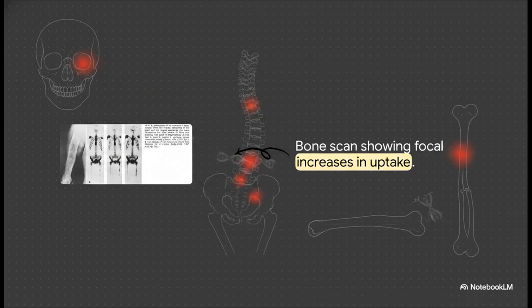To diagnose it, X-rays are going to show mixed lytic and sclerotic lesions, but a radionuclide bone scan will reveal the classic focal hotspots of increased uptake. For symptomatic disease, the treatment of choice is definitely bisphosphonates.